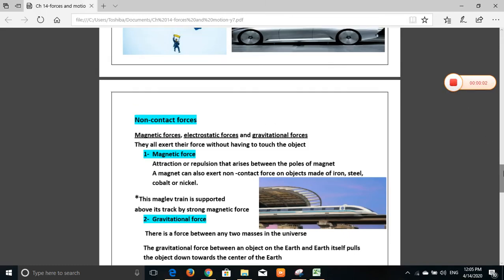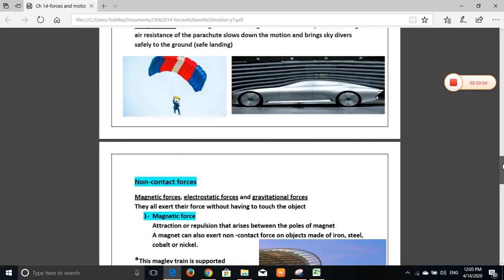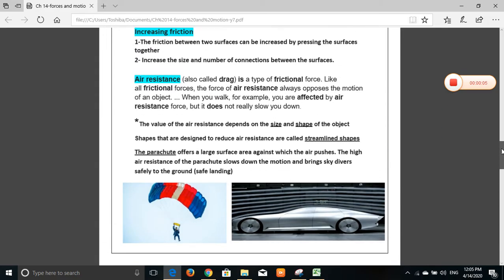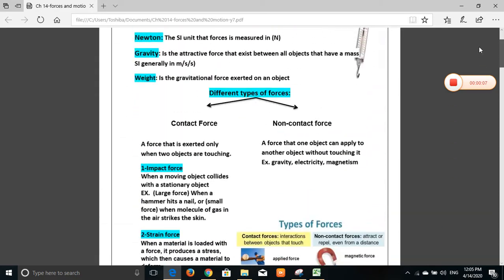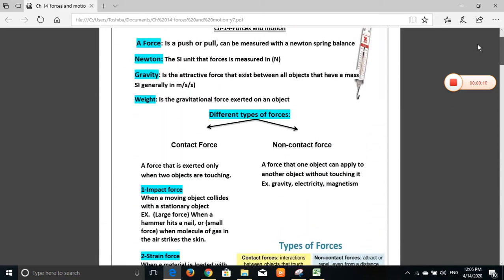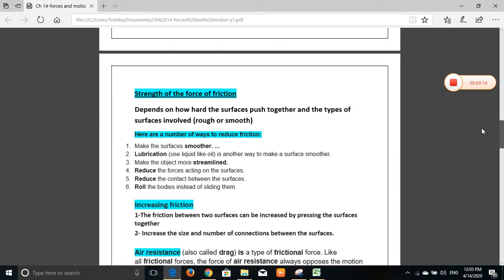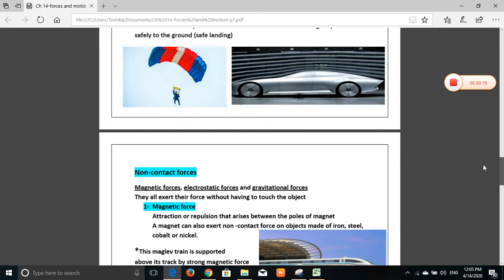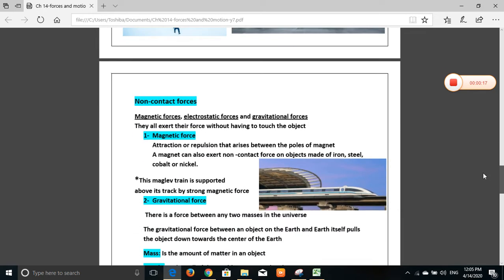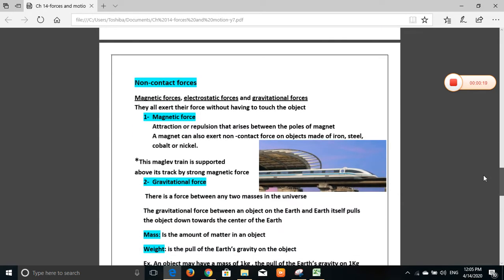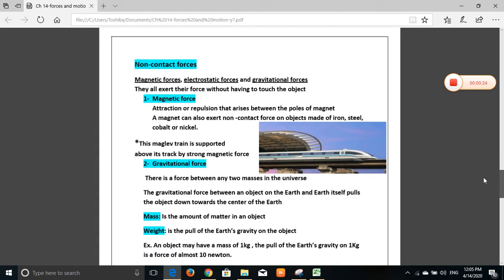Now we will start non-contact forces, the other type of forces. Non-contact forces: magnetic forces, electrostatic forces, and gravitational forces. They all exert their force without having to touch the effect.